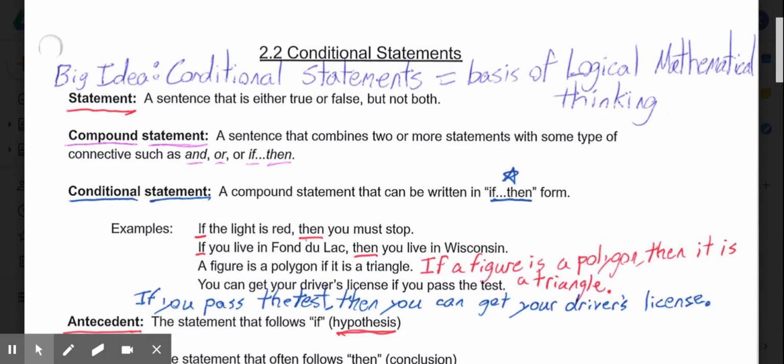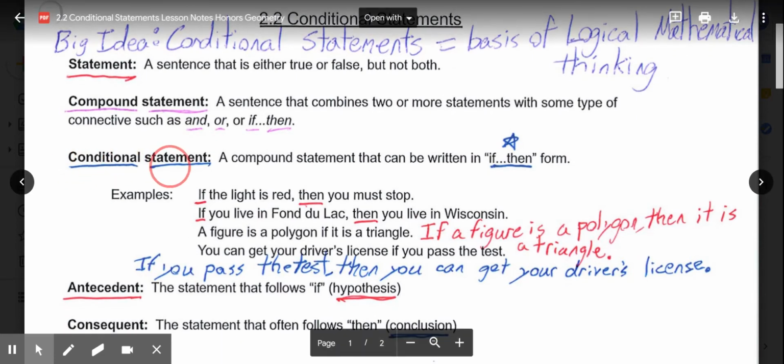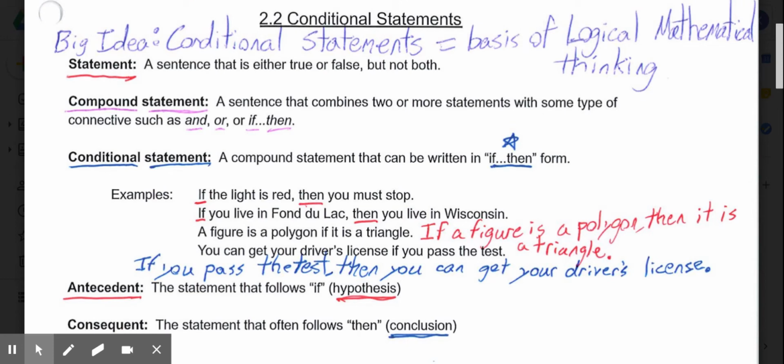That brings us to our big idea, which is conditional statements. Conditional statements are compound statements that are written in if-then form. So conditional statements are always in an if-then format, and they are compound statements.